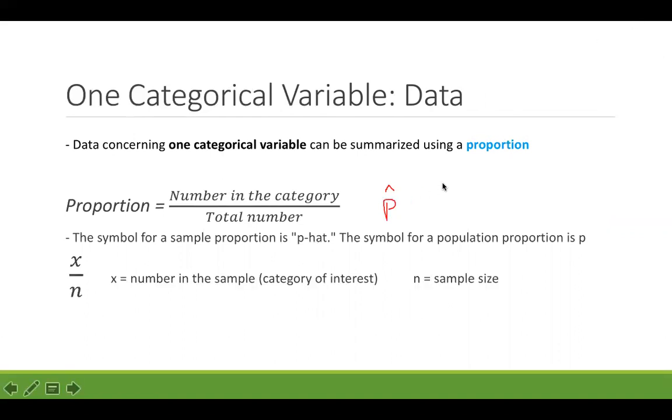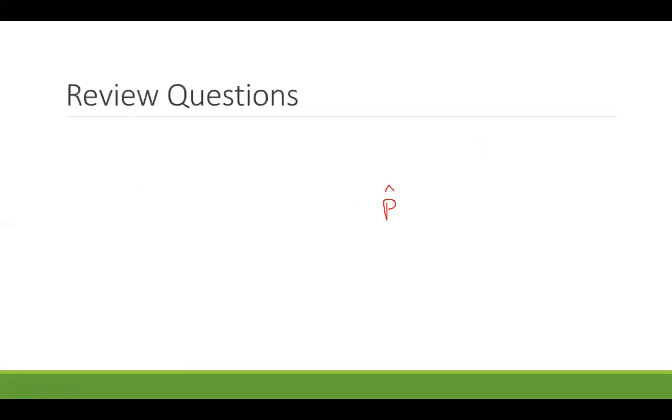To write a proportion for a sample, it'll be x over n, which is the number in the sample divided by the sample size, which is also known as the total number. It is important to keep in mind that a proportion must be between 0 and 1. So you'll never get a proportion over 1 or below 0. You typically see them in decimal form, but you can also write them as percentages as well. All right, let me erase this.